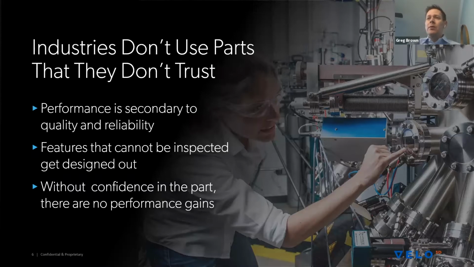If you've got a really awesome part with all these cool capabilities, but it has a really critical piece on the interior of the part that's really hard to inspect, that's going to end up getting designed out, because all the capability in the world doesn't mean anything if you can't guarantee its quality before you put it into a critical application. Without any confidence in the parts, there are no performance gains. So in order for laser powder bed fusion to really push the envelope in terms of performance of end applications, the quality has to come with it. It's not an or, it's a requirement.